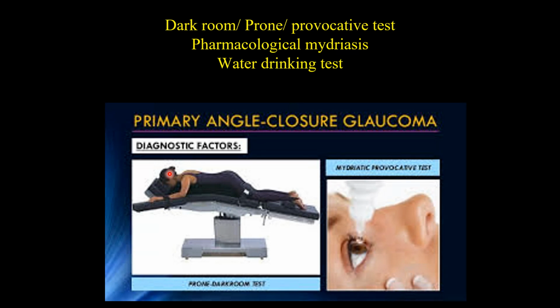We ask the patient not to go to sleep, because in sleep the pupils are constricted, and if there is a chance of an attack, it will subside. So we want to provoke the attack. We ask the patient to lie down prone in a dark room and not go to sleep, or we dilate the pupil. When they are in the mid-dilated position, we examine the patient. Third, we ask the patient to drink a lot of water, and because of the water, there is raised intraocular pressure.